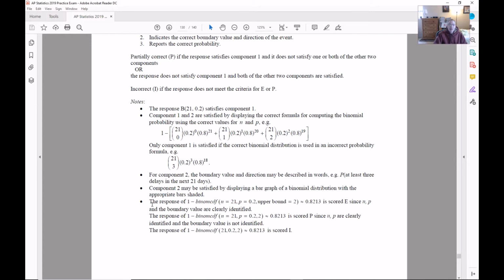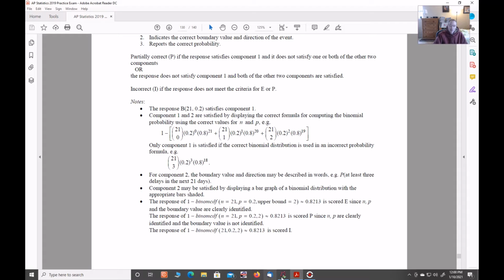We can say the response of, and they're doing it again differently because I guess this is like the old style calculator, like the 84. 1 minus binomial CDF, n is 21, p is 0.2, upper bound is 2. All right, that's given and essentially correct. And I think given that we have the new calculator and that we've set it up the way we did, I still think that we're essentially correct.